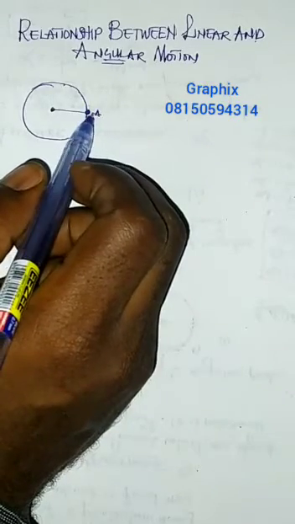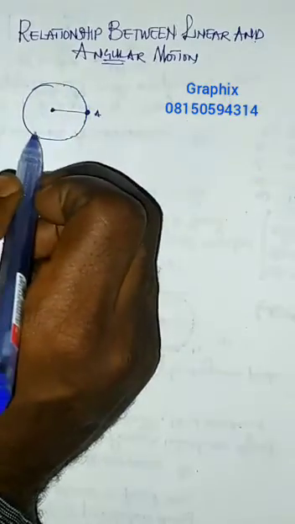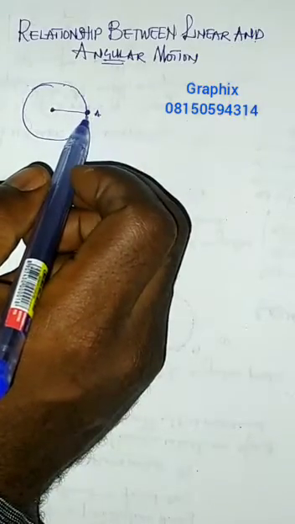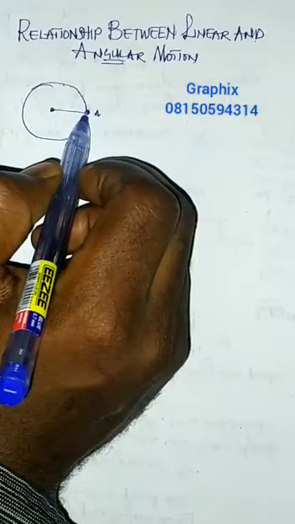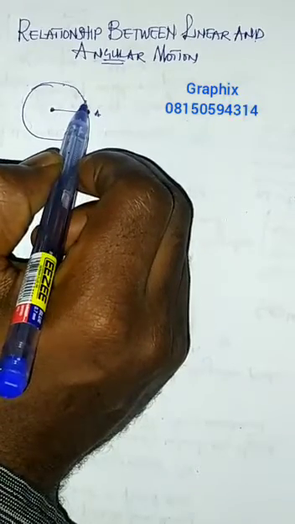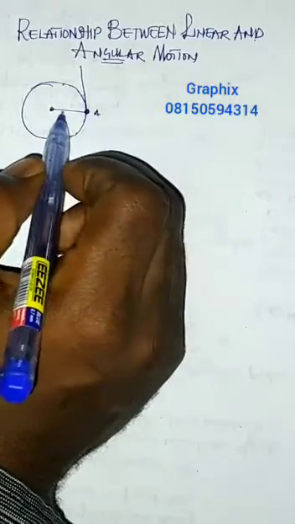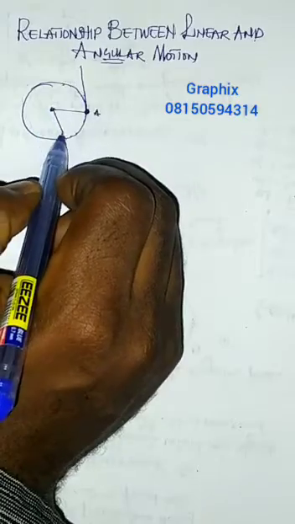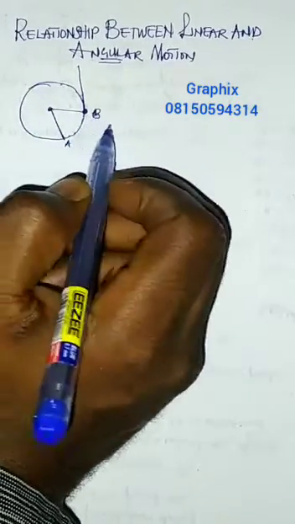One thing you need to know is that the speed of the ball will be constant, while the velocity changes with time. The velocity is perpendicular, it is tangential to the circumference of the circle at the point where the ball is. So let's assume this is my point A and here is my point B.